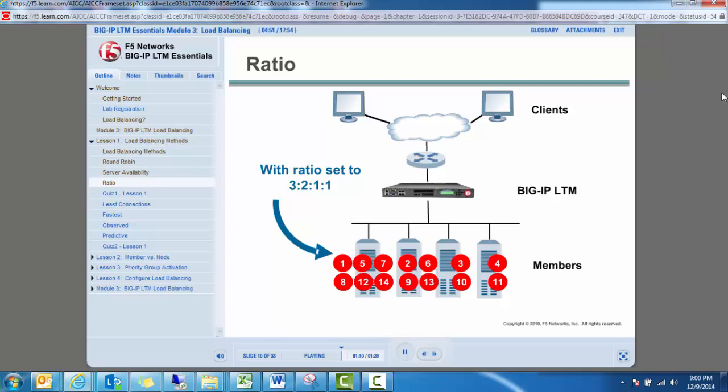Remember that both ratio and round robin are static load balancing methods. This means that if a server with a higher ratio is available, it will still receive more requests than the other servers, even if its performance is slower than the others. If you want to consider server performance, you should use one of the dynamic load balancing methods. We will discuss these in just a moment. But first, let's test your understanding of the ratio load balancing method.